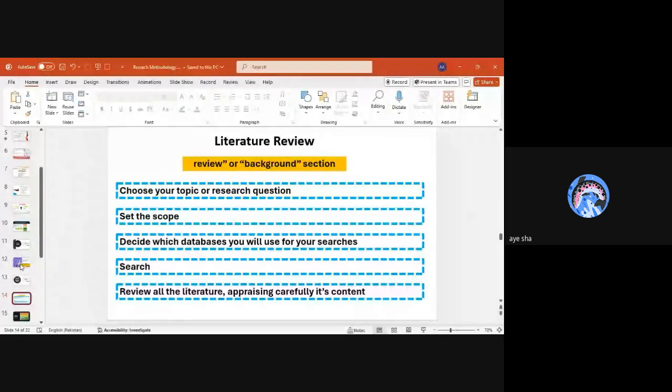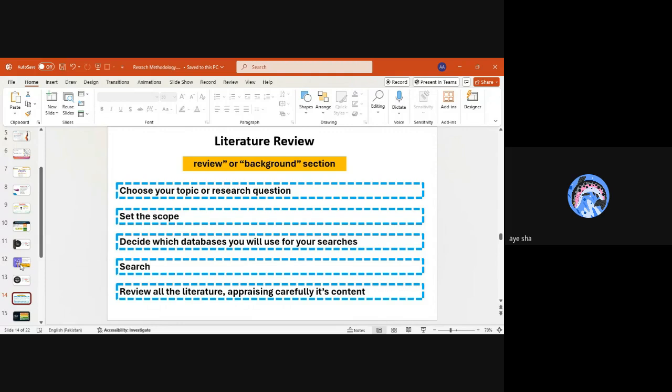Next is the literature review. Obviously, you have decided the topic of your research, your field of interest, and the problem that lies in that particular area of your interest, right? Then you have to go for the literature review, or a background section, or a review section.